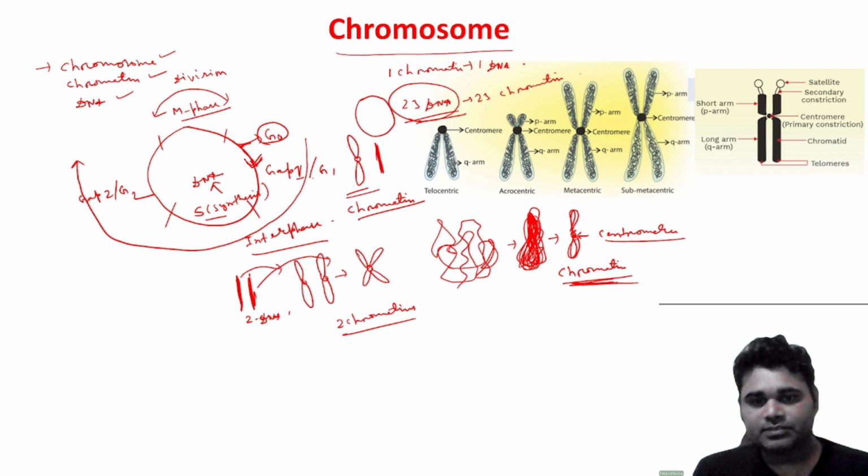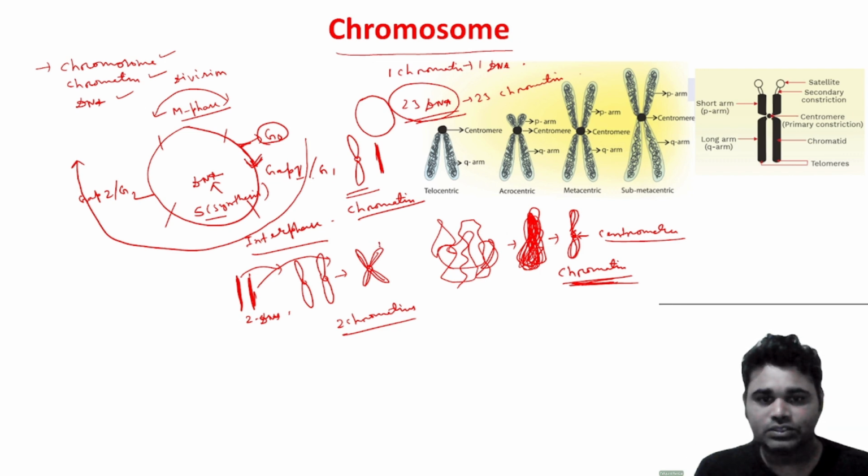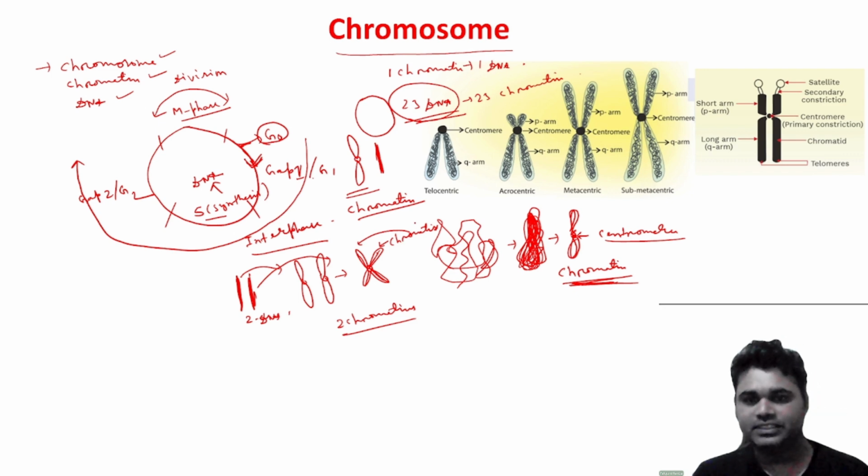So that means this is the first one, this is the second chromatin, they are joined together to form in the S phase. So now this one is called the sister chromatid to each other. That means this one is called the chromatid, this one is also called the chromatid, and these two chromatids are also called the sister chromatids to each other. So that means during the S phase, the chromatin looks like this.